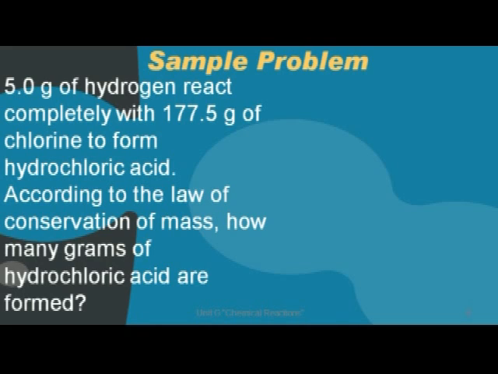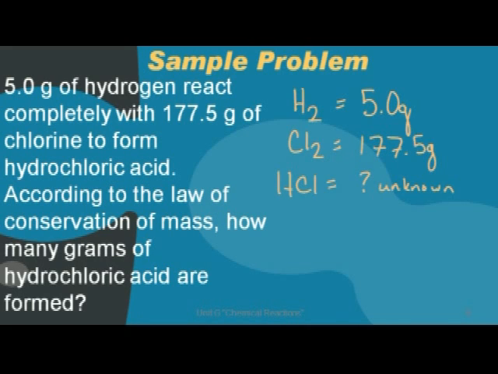When solving a problem like this, it's best to write down what you know about each of the parts in our reaction. In the problem, it states that hydrogen, which is diatomic hydrogen, H2, contains 5 grams. Also in the problem, it states that chlorine, which is Cl2, diatomic chlorine, contains 177.5 grams. What we don't know is how much hydrochloric acid, or HCl, is formed.